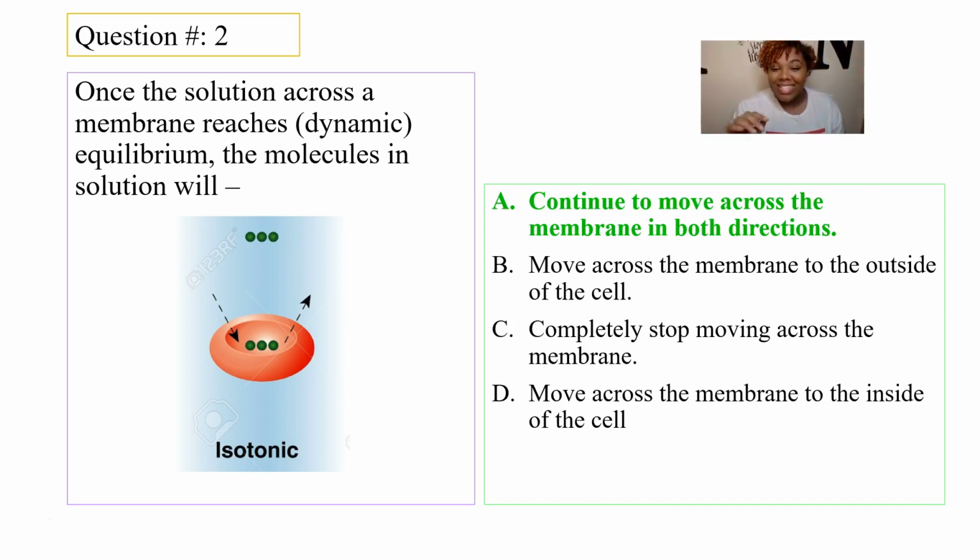All right, the answer to this is A. It will continue to move across the membrane in both directions. If I look right here, we can see that it's at equilibrium. There's 3 solutes inside the cell, 3 solutes in the solution. So here's the thing, it never stops. It's going to keep moving, but as one leaves, one enters. So it still makes it balanced, but it never stops moving. So never choose C, because at equilibrium, there's always moving molecules. It just always stays equal.